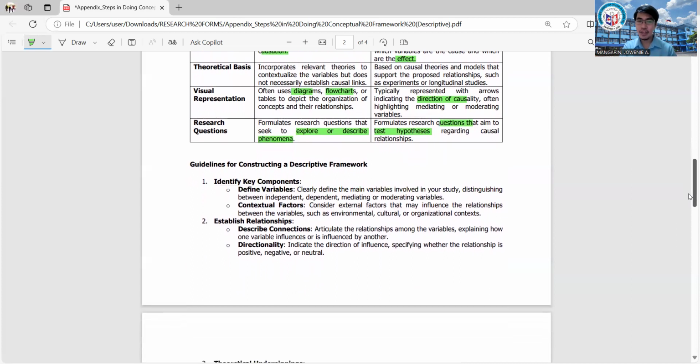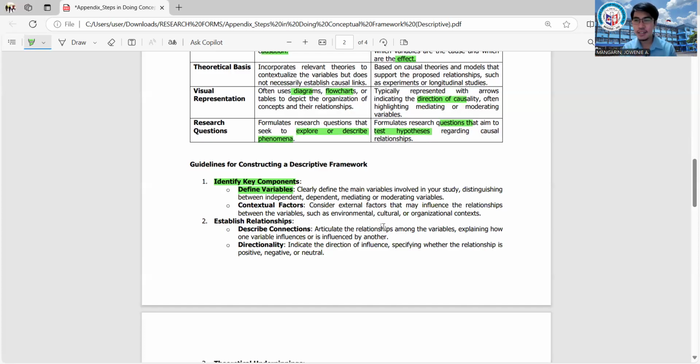So technically, we have here several key guidelines that we have to follow when making descriptive framework. Number one, katulad ng causal framework, kailangan nating mag-identify ng mga key components, okay? Which are the variables present in our paper. Okay po, the dependent, independent, and moderating variables. Then after that, kailangan nating mapakita ano ba yung relationship, okay, na nag-exist between our variables. We just have to explain the relationship.